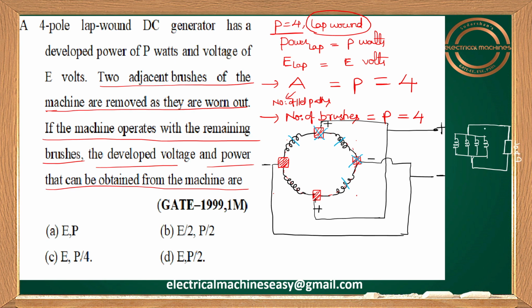Let us assume that your load current is IA. Since I have four parallel paths, the current coming from one parallel path I'll take as IA by 4. Here also IA by 4, here also IA by 4, and here also one more IA by 4. The total becomes IA. And tell me, guys, what is the voltage? He said E volts, no?